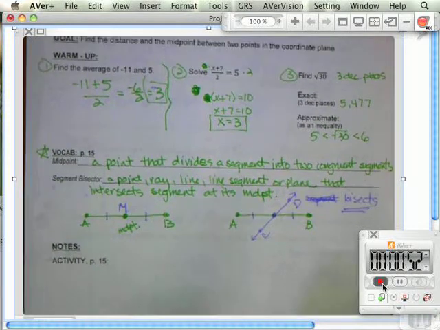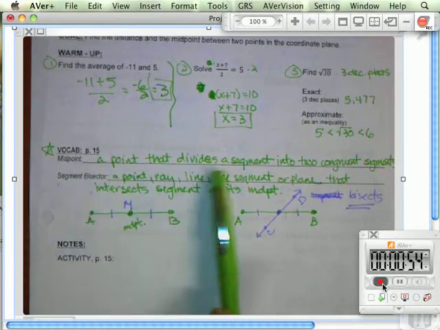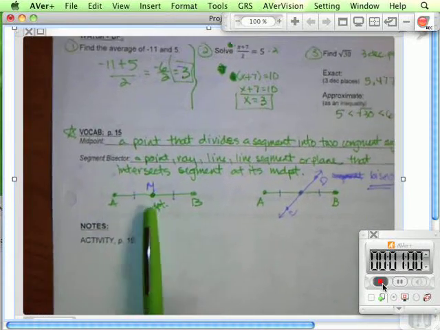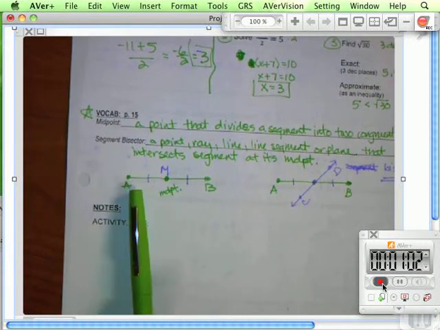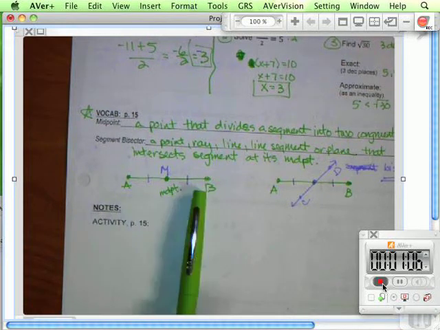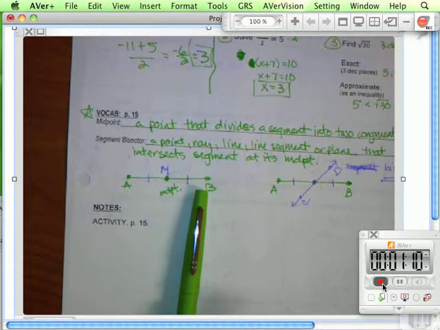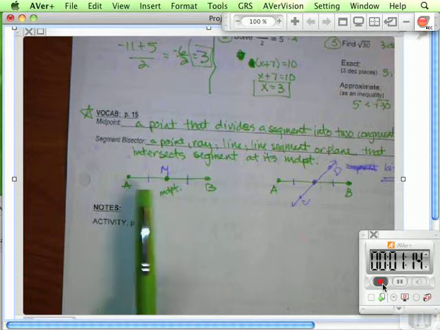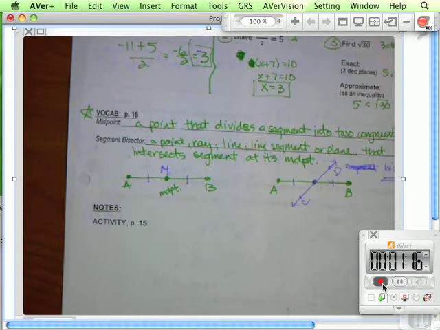All right, midpoint is a point that divides a segment into 2 congruent segments. So if they say M is the midpoint here, you know that this is true. Does anybody know what those tick marks mean? They're congruent, and you're going to see a lot of that. So it's shown by tick marks. That means this piece and this piece are equal, or congruent.